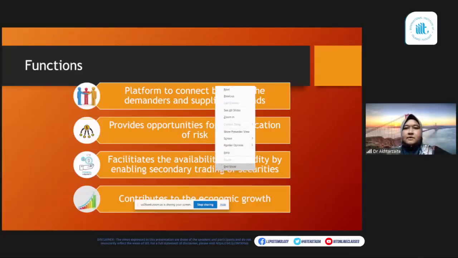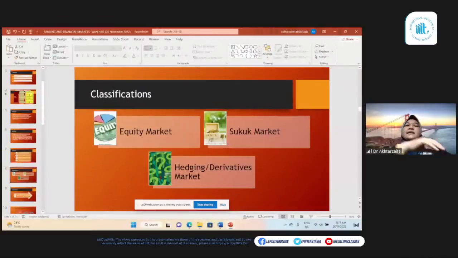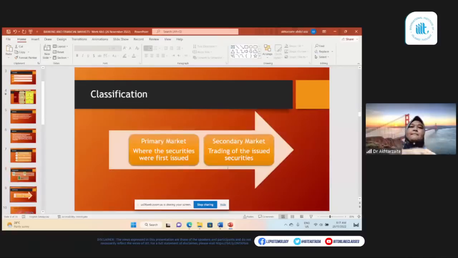Let me pick it up here. Right. So these are other classifications as we went through before. The equity market, this is the main market. Equity market, sukuk market, and hedging and derivatives market. So for today, we focus on the equity. Another classification is primary market and secondary market. As we understand now that under the capital market, the activities are buying and selling of the securities, papers, which represent certain rights and obligations of the parties, right?